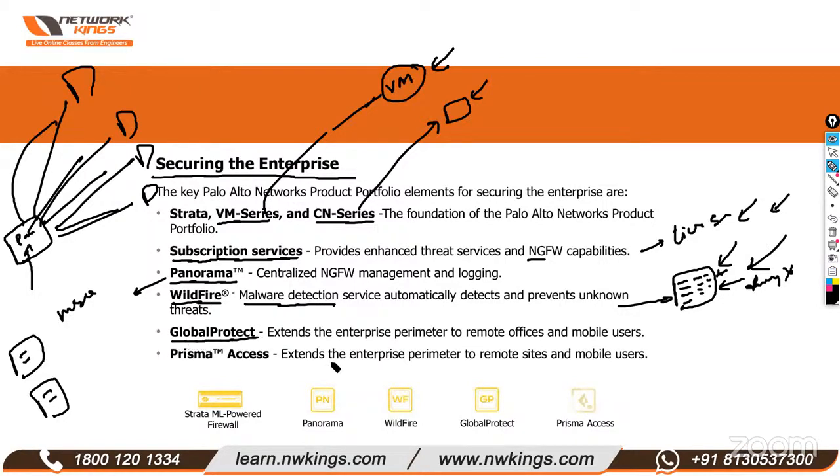We have GlobalProtect. GlobalProtect is basically a solution for remote users. The way we have Cisco AnyConnect or FortiClient, for remote users we have something called GlobalProtect. As the name itself says, globally, if the user is moving to any other place in the world and wants to connect to resources of the organization, they will be able to connect, right?